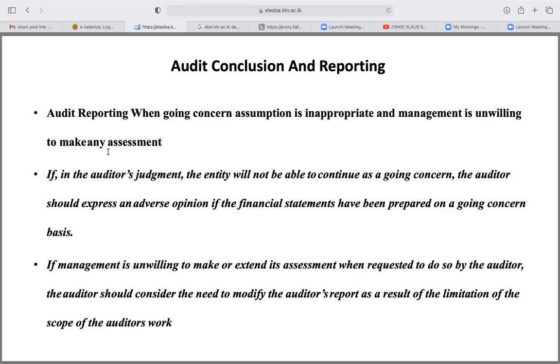So when we are doing the audit, we find that the going concern assumption is inappropriate, and management is also unwilling to make any kind of assessment of the going concern. What should we do as auditor if we find out that the entity will not be able to continue as a going concern? We need to express an adverse opinion if the financial statements have been prepared on a going concern basis.